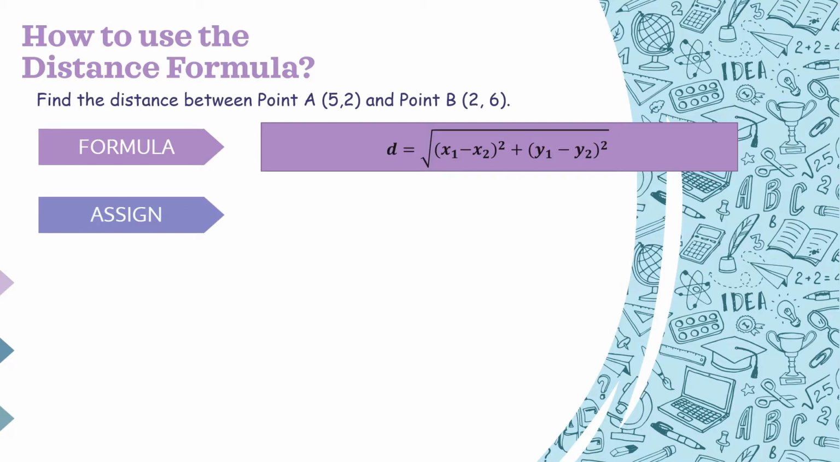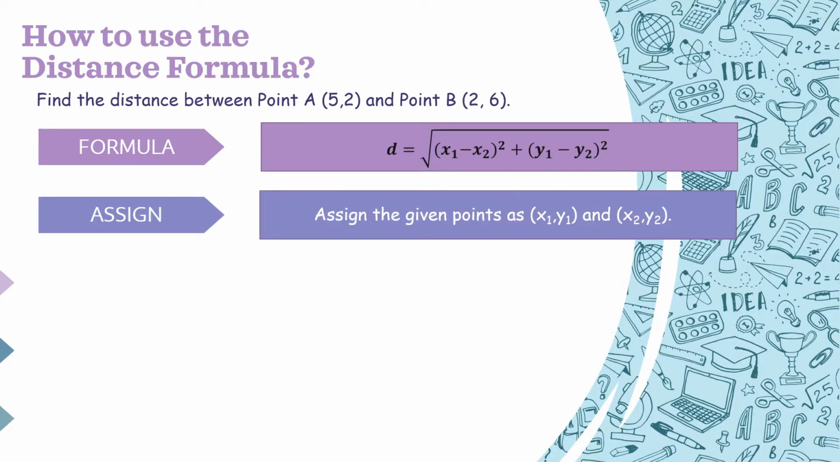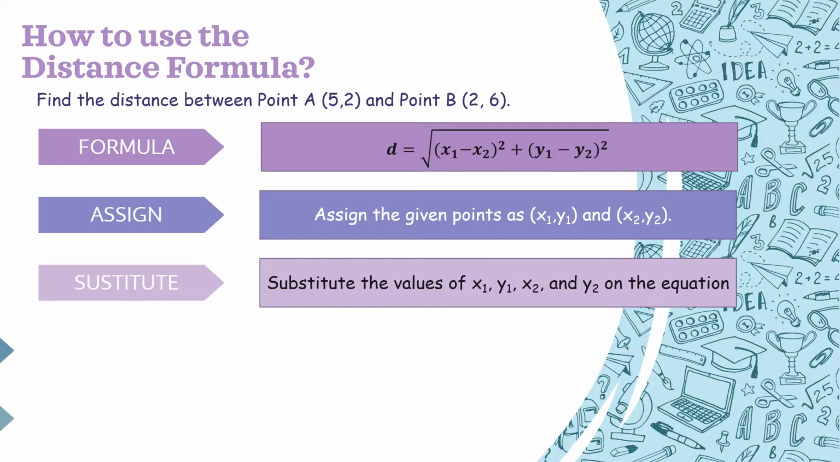Then step 2 is to assign. We're going to assign the given points as x sub 1, y sub 1, and x sub 2, y sub 2. Step 3 is to substitute. We're going to substitute the assigned values of x sub 1, y sub 1, x sub 2, and y sub 2 into our equation.